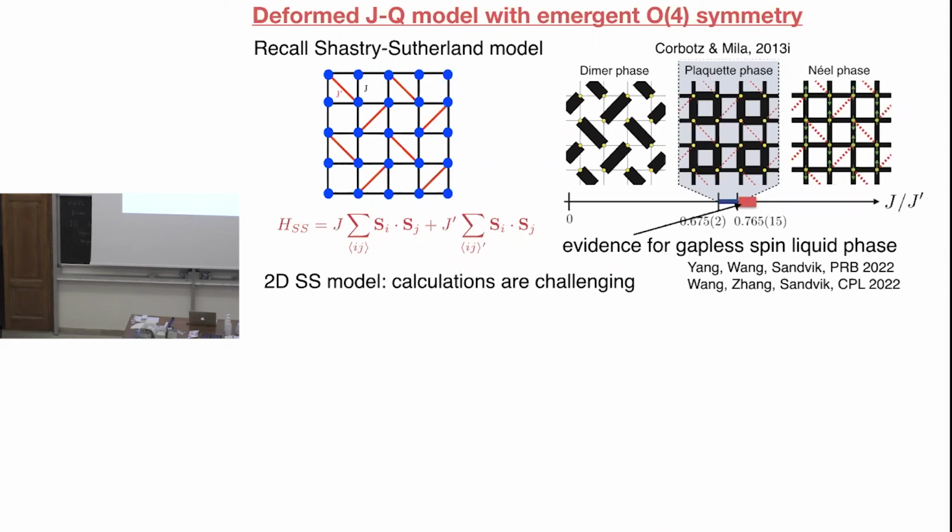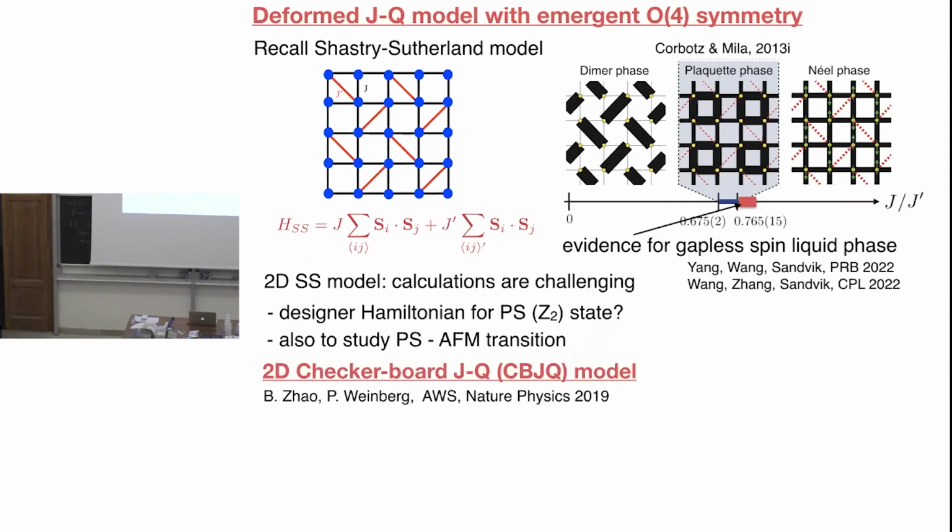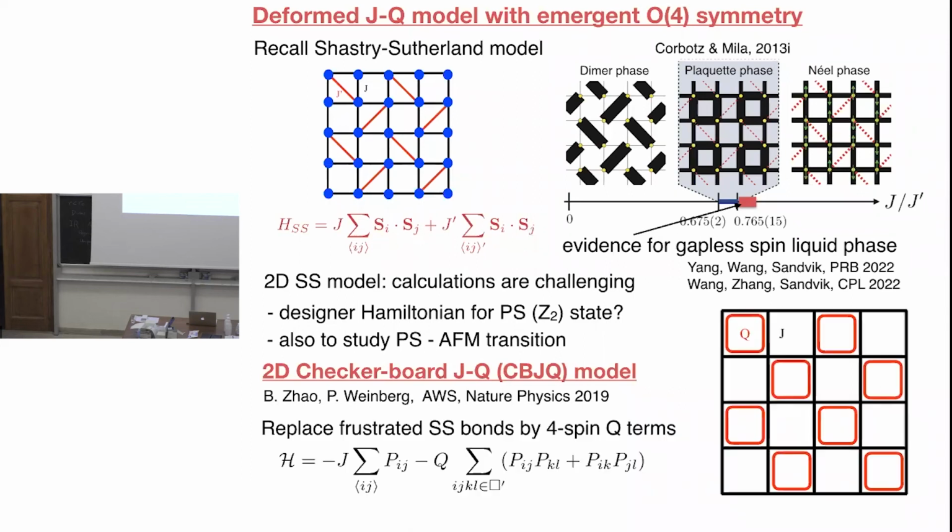So to really look at these things in detail is hard with the Shastry-Sutherland model because there's a sign problem. So that's why we wanted to see, can we have a designer Hamiltonian for this 2-fold degenerate plaquette state? So at that point, our motivation was also to study that state going into the AFM and seeing if that was also something that looks like DQCP. So we came up with what we call the Checkerboard JQ model, which is very simple.